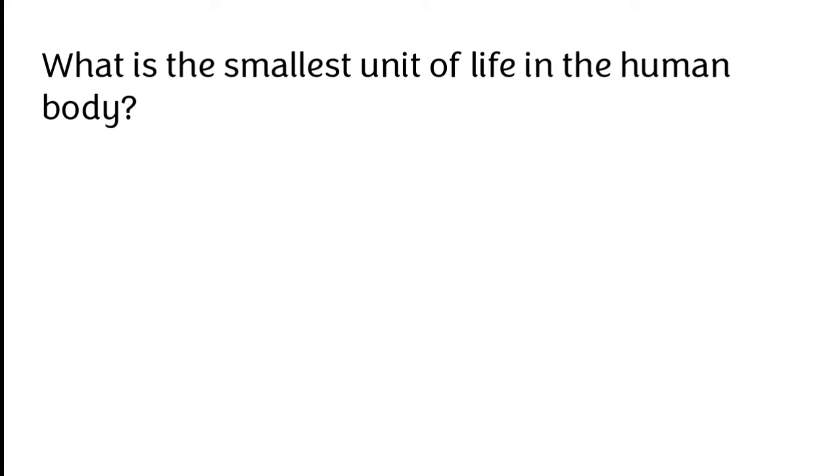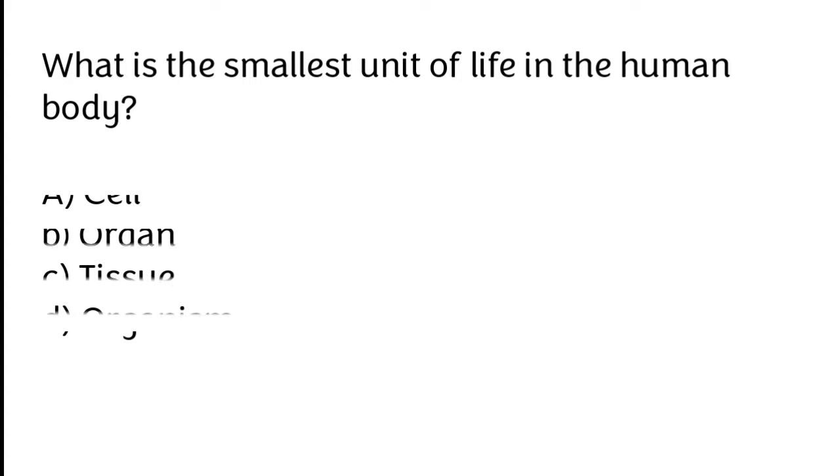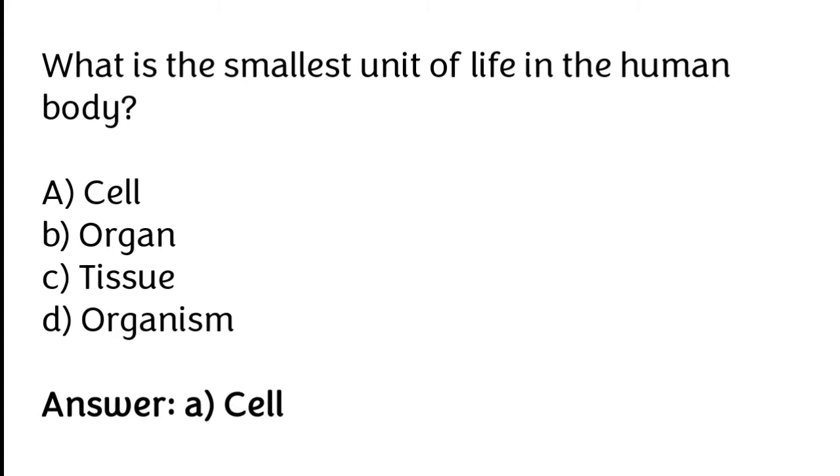What is the smallest unit of life in the human body? Cell, organ, tissue, organism. The correct answer is option A. Cell is the smallest unit of life in the human body.